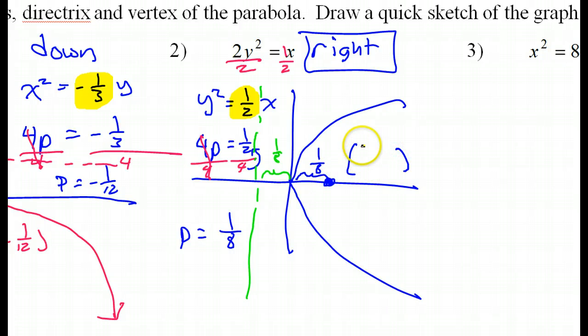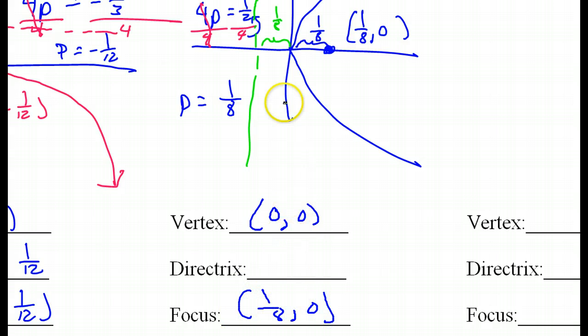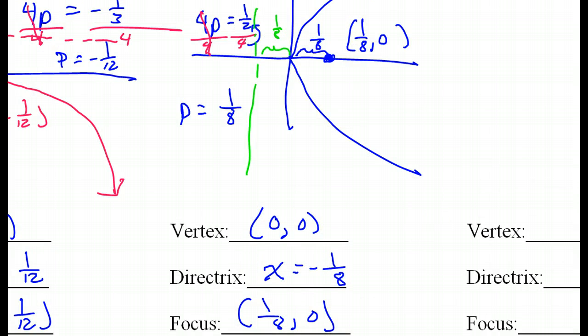So this point is going to be 1/8, 0. That's my focus. Of course the vertex is 0, 0. So my focus is 1/8, 0. And the directrix is a vertical line to the left 1/8, so that's going to be x equals negative 1/8. Alright, so that's it for that one.